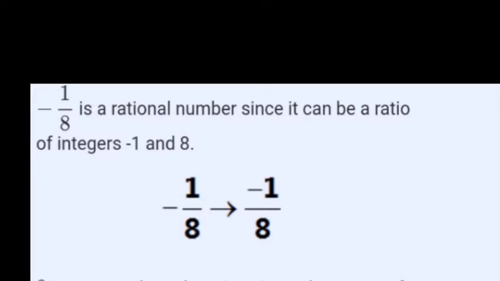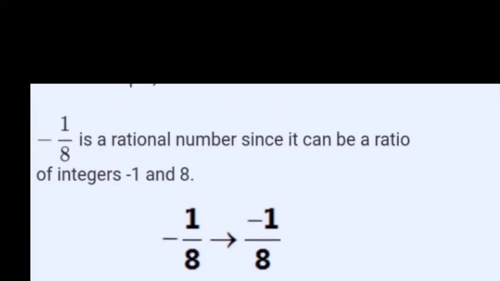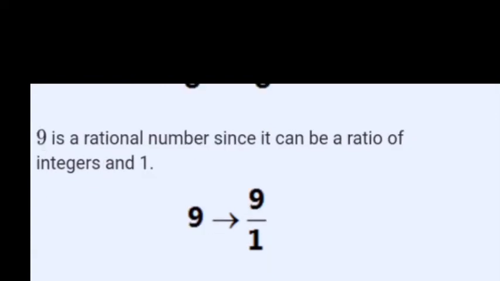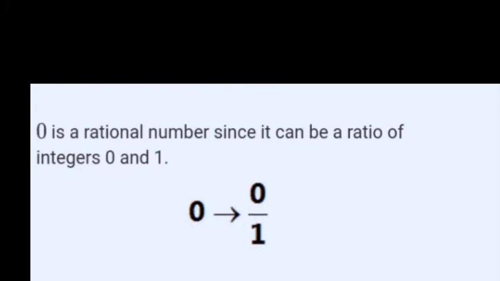Negative 1/8 is a rational number since it can be a ratio of integers, negative 1 and 8, and a fraction belongs to rational numbers. 9 is a rational number since it can be a ratio of integers 9 and 1. And we know that 9 is a whole number which also belongs to rational numbers. 0 is a rational number since it can be a ratio of integers 0 and 1. And 0 also belongs to integers, which belong to rational numbers.